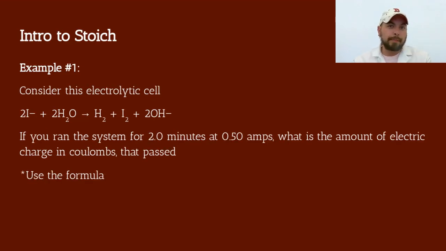In this problem, I have an electrolytic cell that is running for 2 minutes at 0.5 amps. And I want to know how many coulombs would have passed through that system during that time.